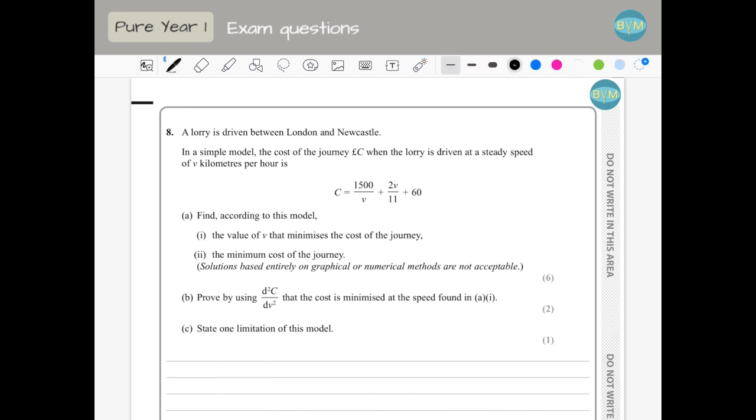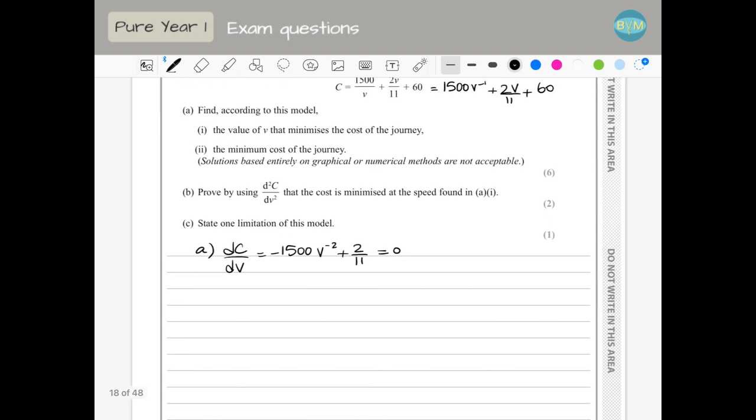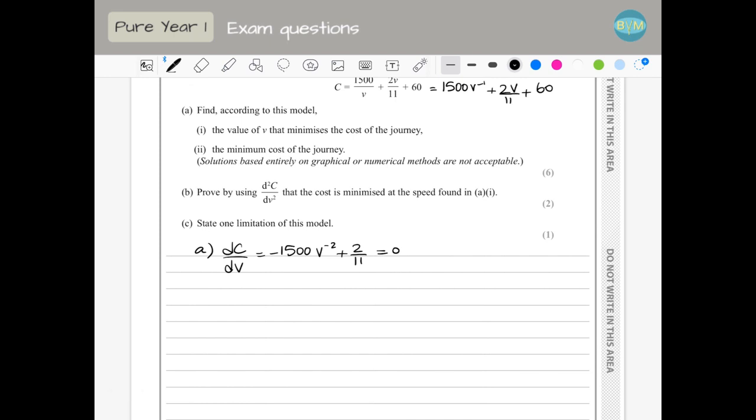So we are going to differentiate. We have only one variable, which is v, so we are going to differentiate C with respect to v. I can write the expression as 1,500 v to the power of minus 1, so you know how to differentiate it, plus 2v over 11 plus 60. So when we differentiate this, we have minus 1 times 1,500, v goes down by 1 so v to the minus 2, and then plus 2 over 11. That's my derivative.